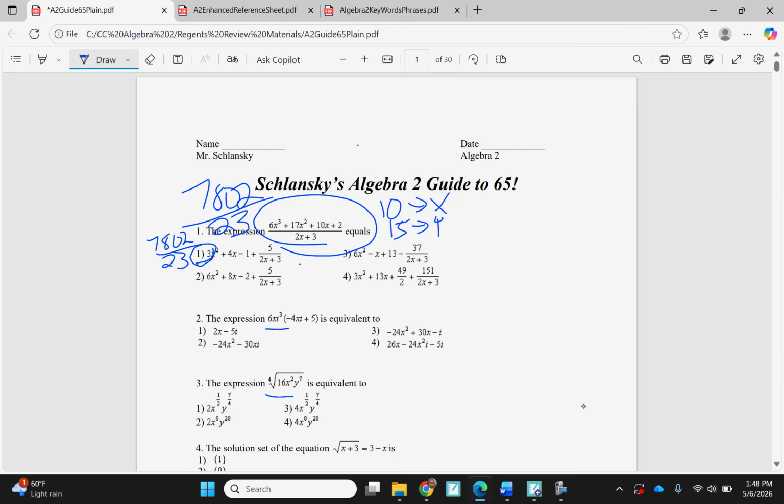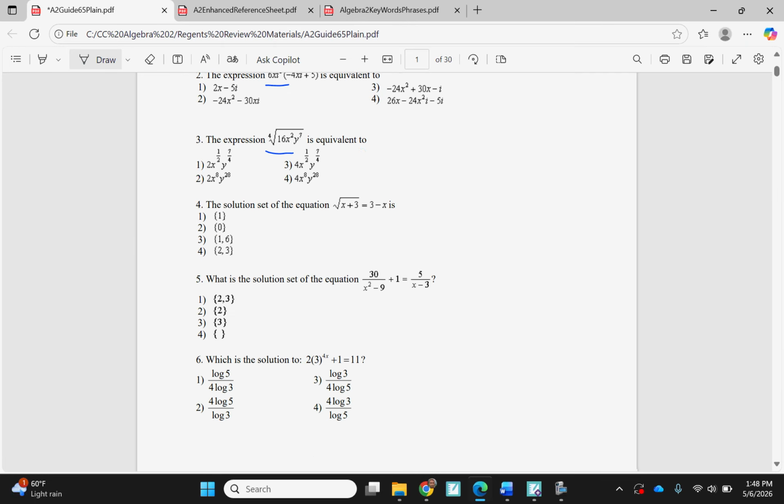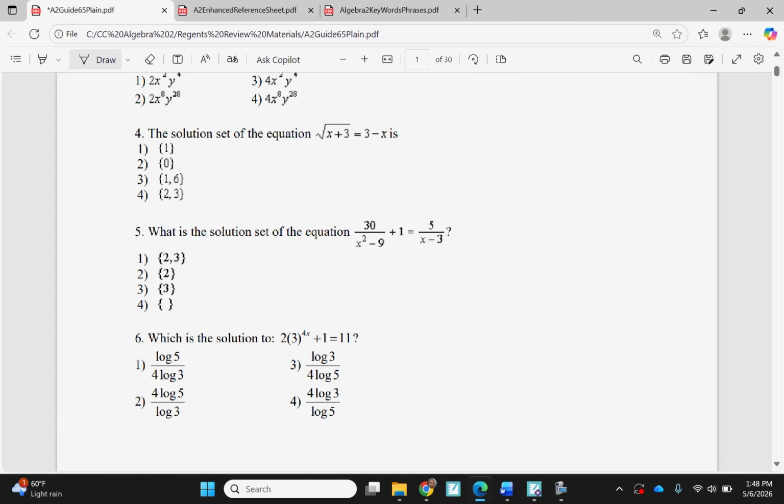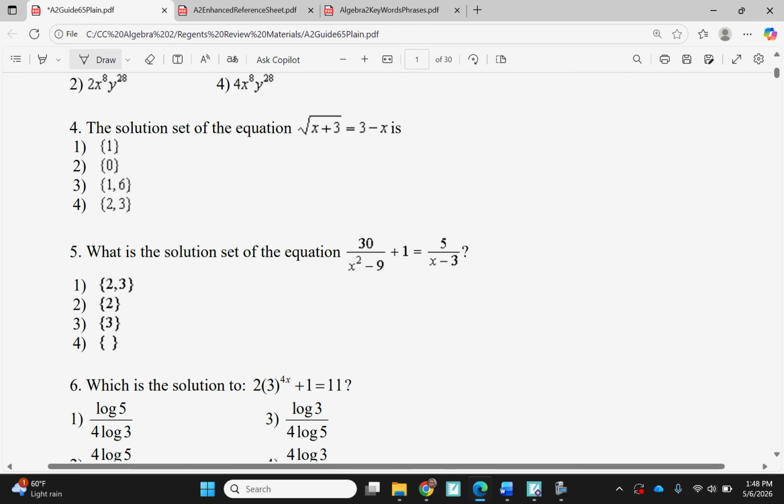Next strategy, equations. If it's a multiple choice equation, do not do the algebra, because I can't tell you how many students are going to do all the algebra. Everything's going to be perfect. They're not going to check. They're going to get the answer wrong. All you have to do is just check each answer.